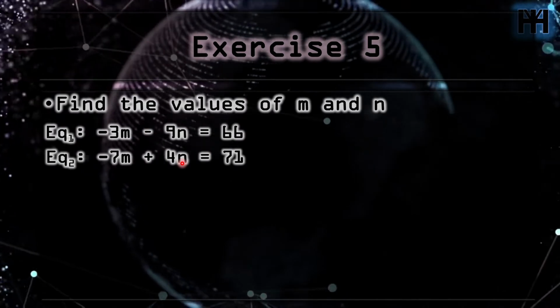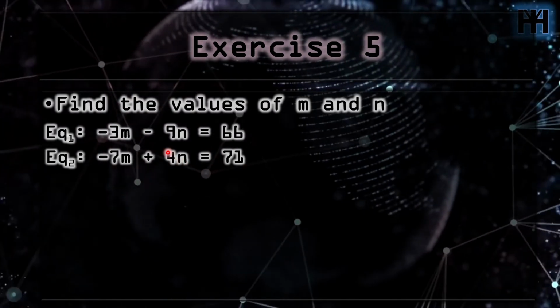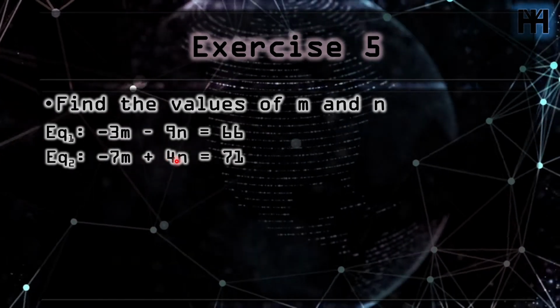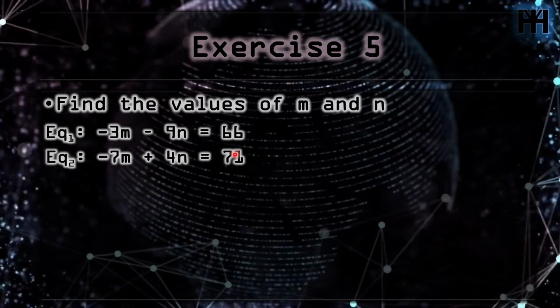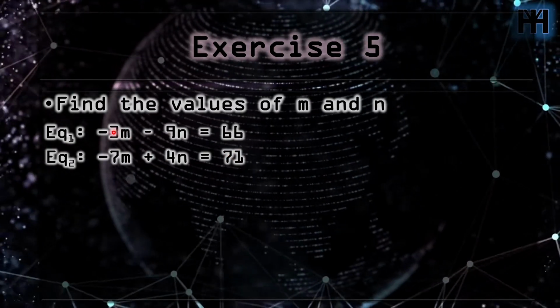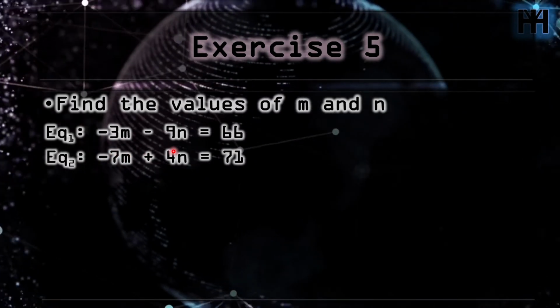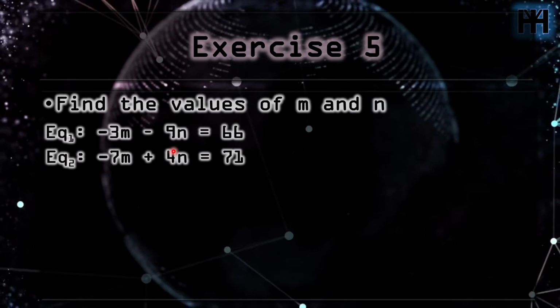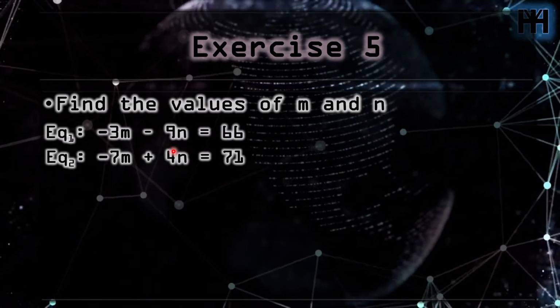I don't mean right, I mean the correct side of the equation. So if we have 4n and want it on the other side, it will be negative 4n. Don't get confused, okay? Now we have negative 3 and negative 7, negative 9 and 4. So we can't solve this by one multiplication only. We will need to multiply the two equations.